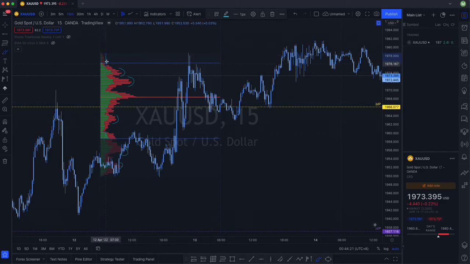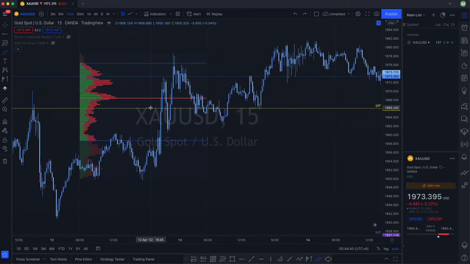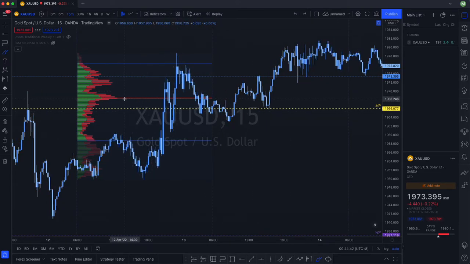Here price didn't like to stay for too long on this day, but here price was consolidating. There was a lot of buying and selling going on at these levels, on these nodes. So this is a good tool to have on your chart. It gives you the exact levels that the buyers or sellers were interested in, which gives you a good buying or support or resistance zone.